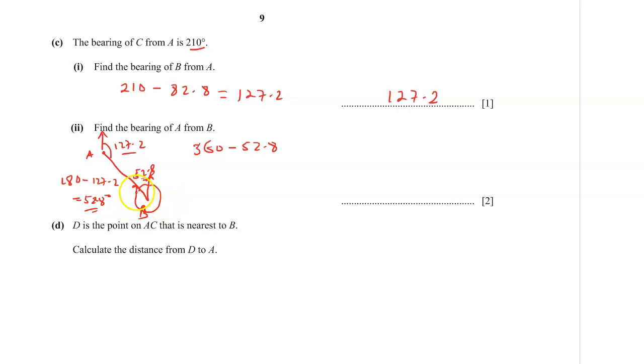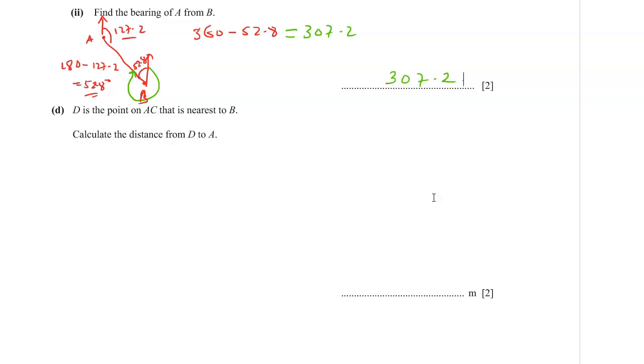Therefore, we want this distance, because this is the bearing from, let me use a different color here. This angle is 52.8, and we need the bearing of A from B in that direction. So we just take 360 minus this, and what we get is 307.2. So the bearing of A from B is that.